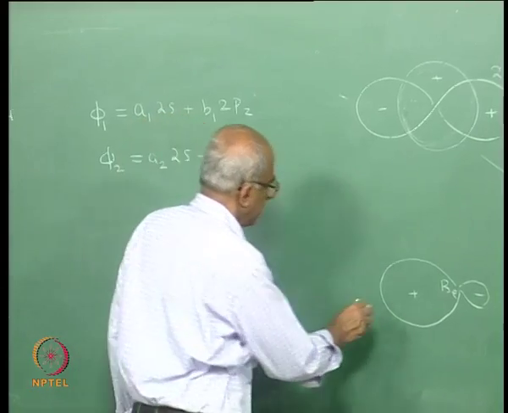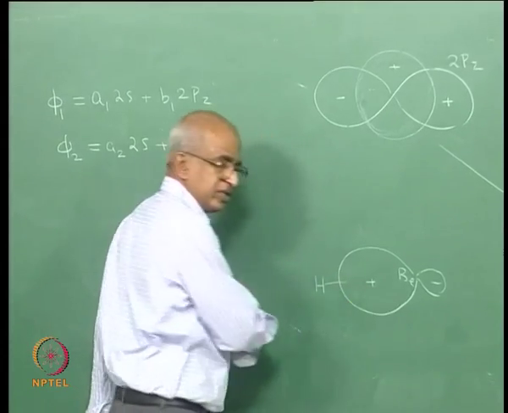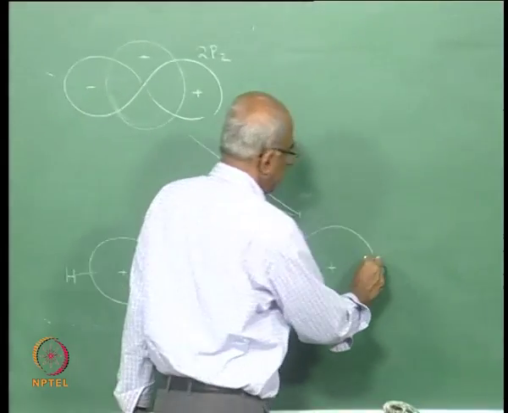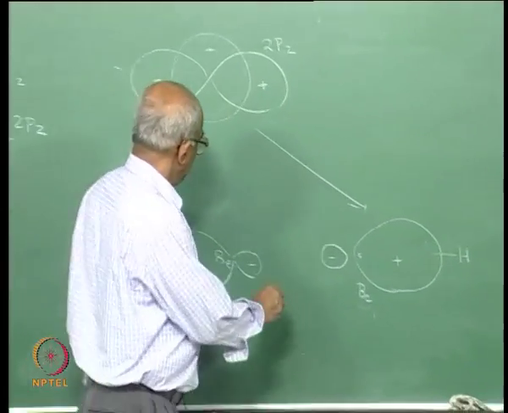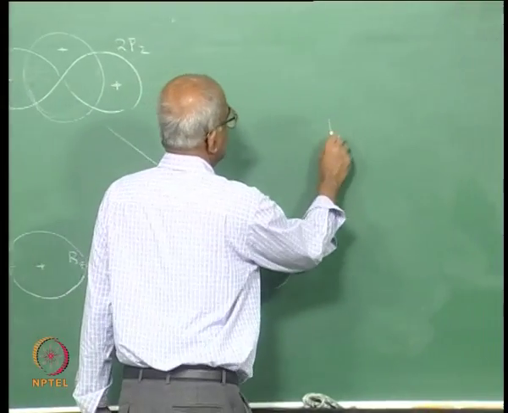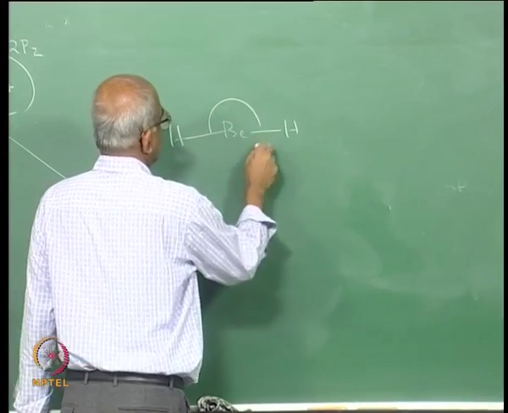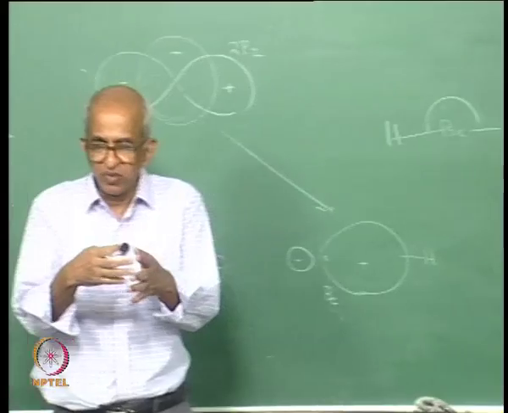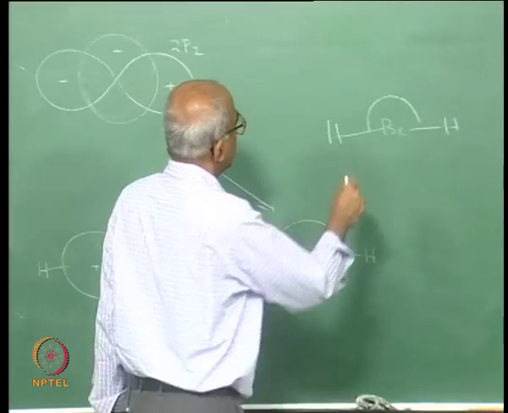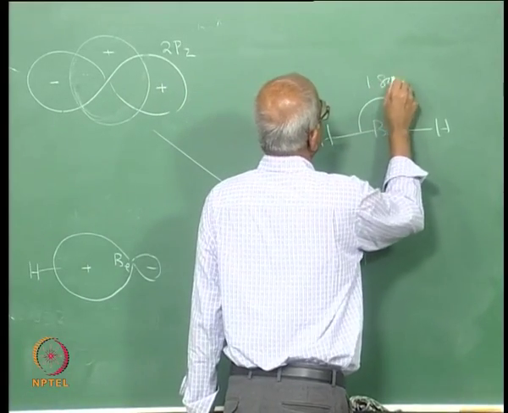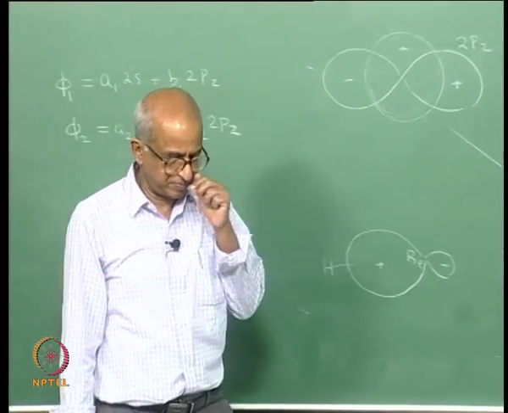So, then what will happen? This may be used to form a bond with the hydrogen on this side, and this will be used to form a bond with the other hydrogen on the other side, and therefore, if you had beryllium hydride, BeH2, these two bonds are formed by hybrid orbitals which point exactly in the opposite direction, as a result of which the bond angle works out to be 180 degrees. And you can see that the two hybrid orbitals are completely equivalent to one another.